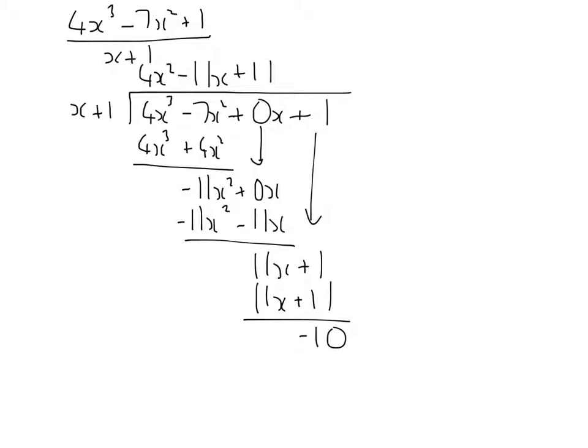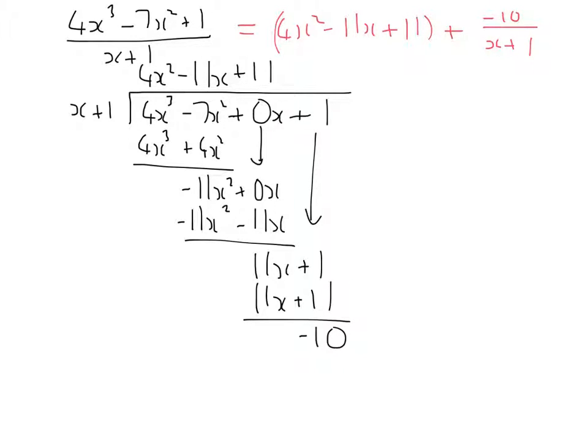So now I write down my final answer. When you do that division up there, you get this thing here. That's how many times x plus 1 goes into this top expression. So you get an answer of 4x squared minus 11x plus 11. But you've got a remainder as well. So I've also got this extra term. The remainder is minus 10 over x plus 1.